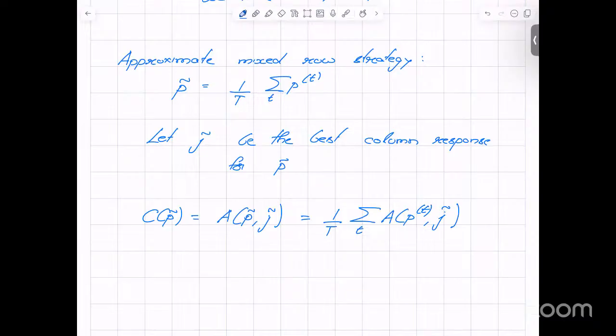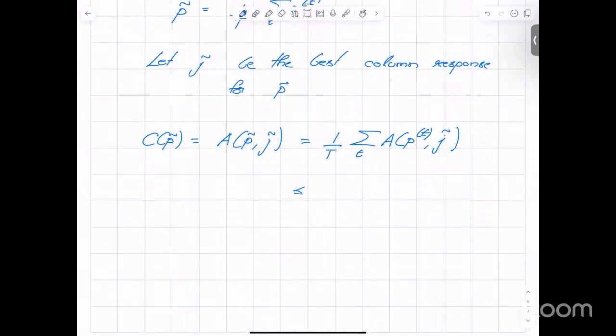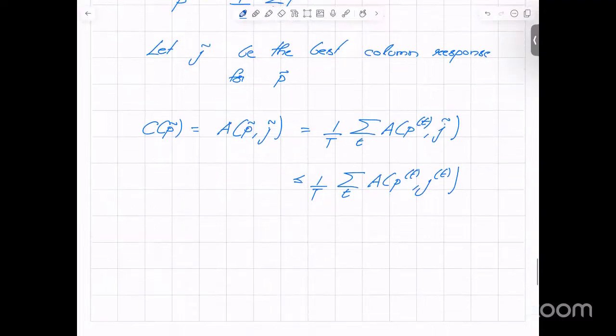Now what do we know? J tilde is not the best response for PT. So we know each of these is upper bounded by 1 over T summation T A PT JT, because JT is the best response. But this quantity is exactly what we had before. This we already knew is lambda star plus delta. So CP tilde has this property.